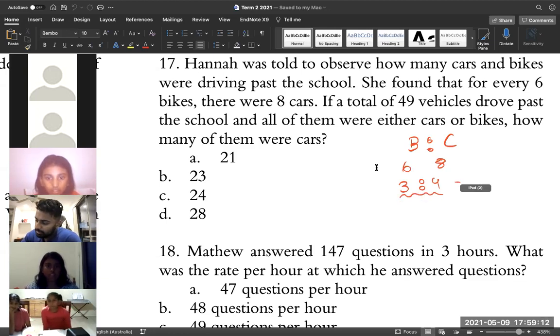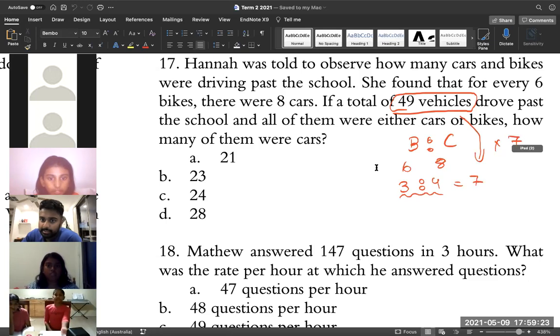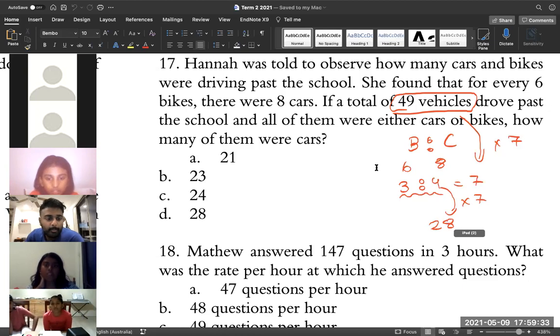7. Yeah, 7. Now, there are 49 vehicles in total, correct? How many times does 7 go into 49? 7 times. So to find out how many of them were cars, you just do 4 multiplied by 7, and the answer is 28. Do you guys understand? Yes.